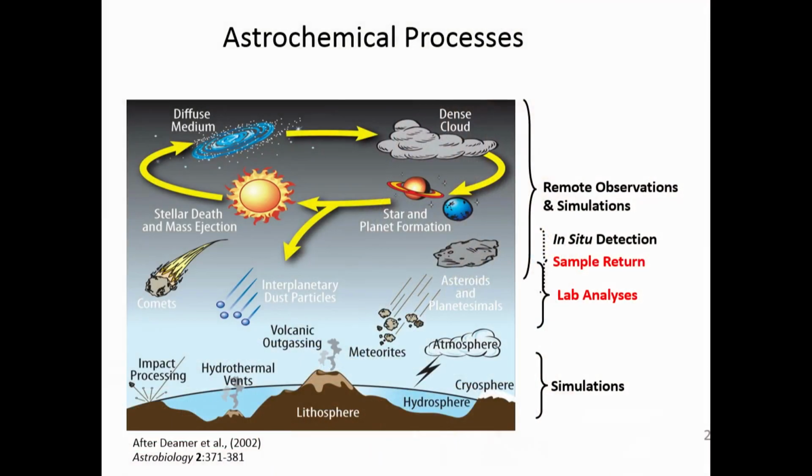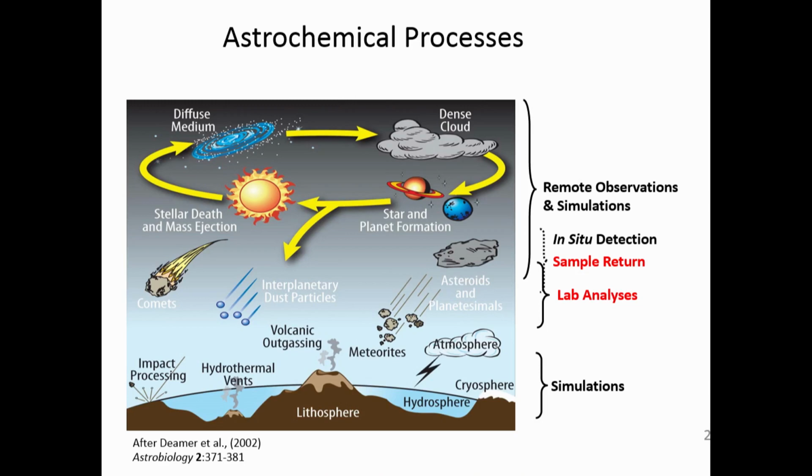And so here's a cartoon of astrochemical processes that happen in a variety of environments. Everything from the diffuse interstellar medium all the way down to planetary surfaces. And in all of these different environments, there's chemistry going on. There's reactions going on and organic chemicals being formed. And in each of these environments, we have different tools available to study the chemistry.